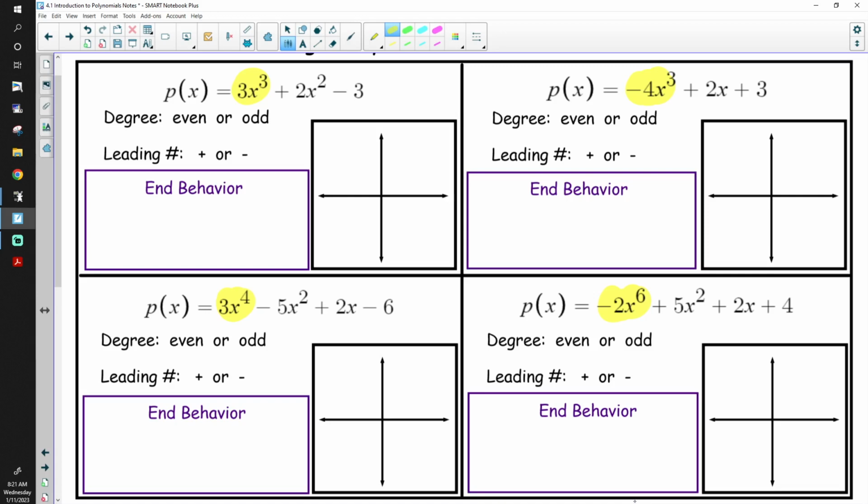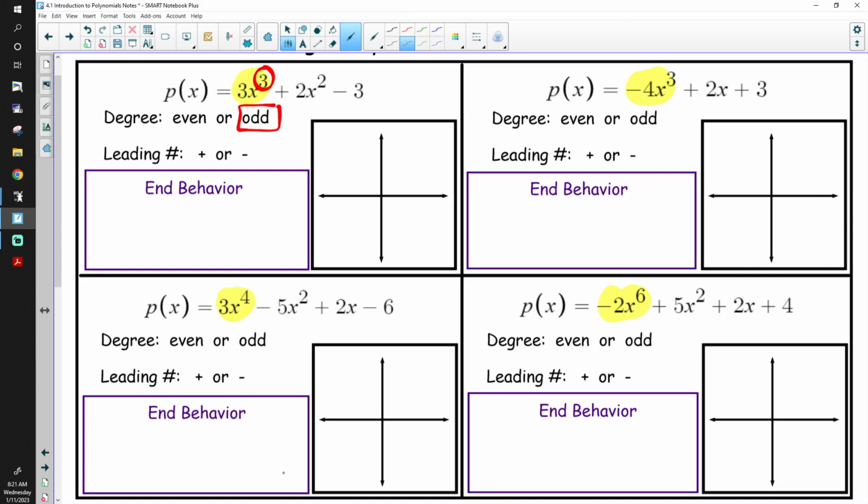So the first thing you'll always look at, if we're doing this top left polynomial, is its degree. What degree does this polynomial have? In other words, what's the largest exponent? The largest exponent is 3. This is a degree 3 polynomial. And all you have to think about is, is that an even number or is that an odd number? Is 3 even or odd? It is odd. Okay, so box odd, or circle.